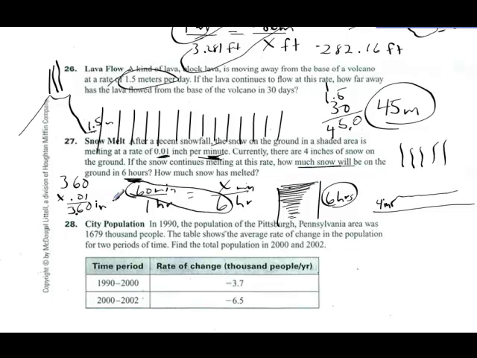3.6? Oh, 0.4 inches. 0.4, because I had to subtract. 4 inches total minus 3.6 leaves me 0.4 inches on the ground. How much snow is melted? Obviously back to the 3.6.